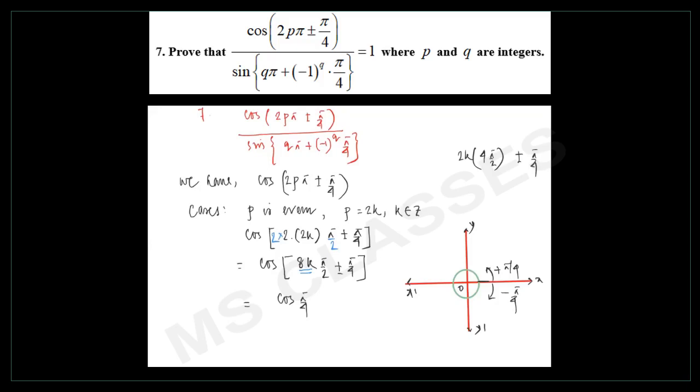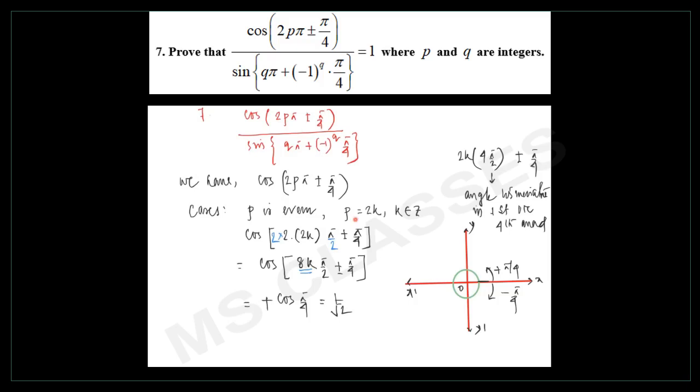So this angle terminates in the first or fourth quadrant, and in both the quadrants cos is positive. So this value is what? 1 by root 2. Now we take case 2.